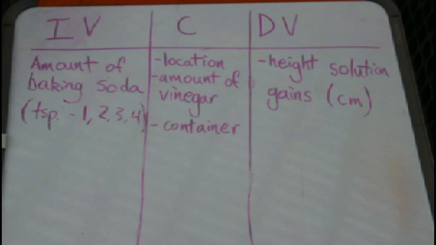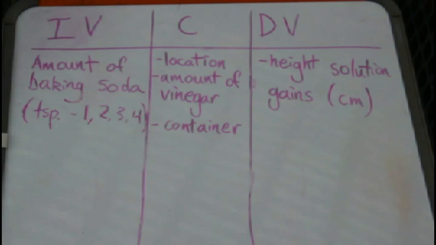In the experiment I'm about to do, the independent variable is the amount of baking soda measured in teaspoons. The constants are the location, amount of vinegar, and the container. And the dependent variable is the height the solution will gain, measured in centimeters. My hypothesis is that if the amount of baking soda is increased, then the height the solution gains will also increase.